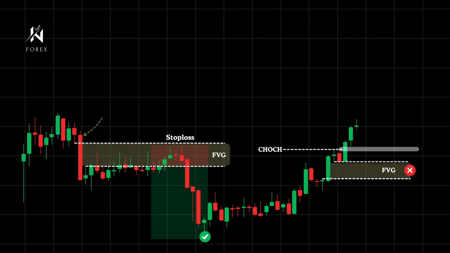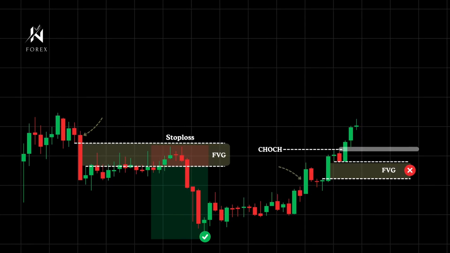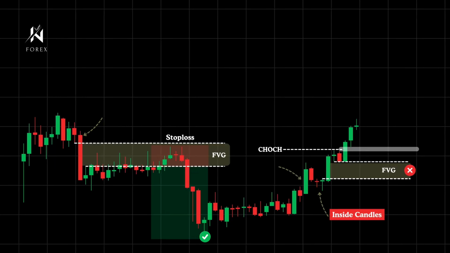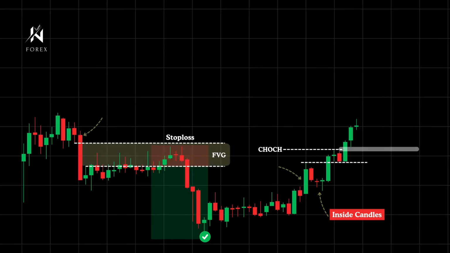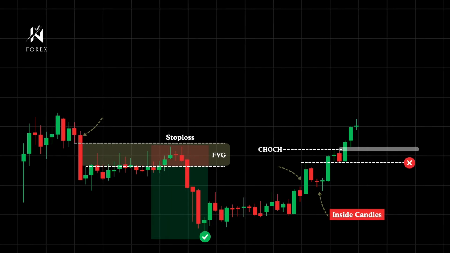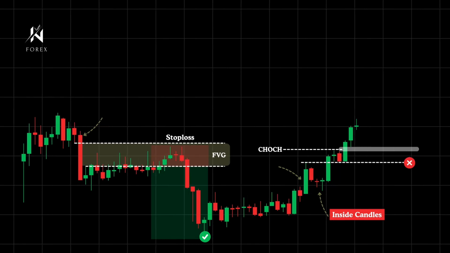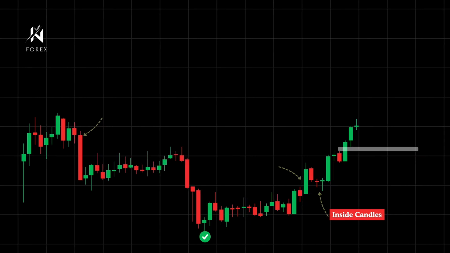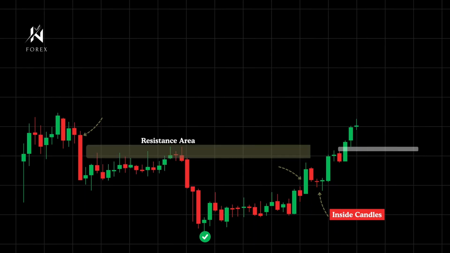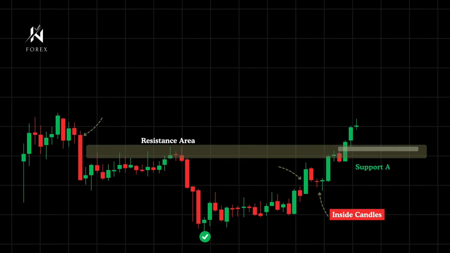This is wrong, because these three candles closed inside the larger candle, making them inside candles. Therefore, if we attempt to mark the high of this green bullish candle and the low of this candle, no fair value gap exists here on the chart, and so we cannot consider it. The valid fair value gap that did form is located near the same area where the market previously created resistance and dropped. Now this resistance zone can act as support for us here.